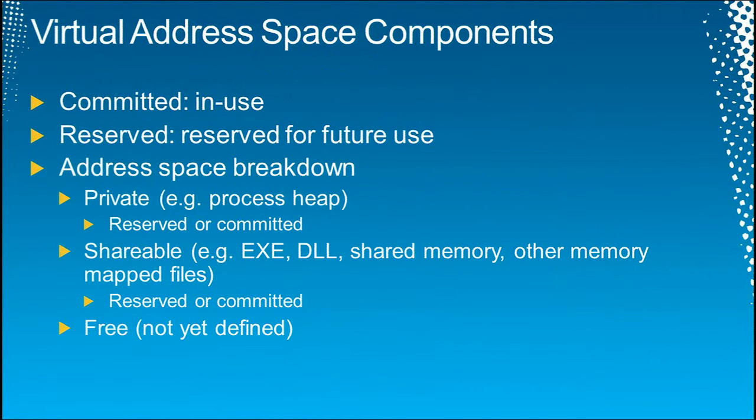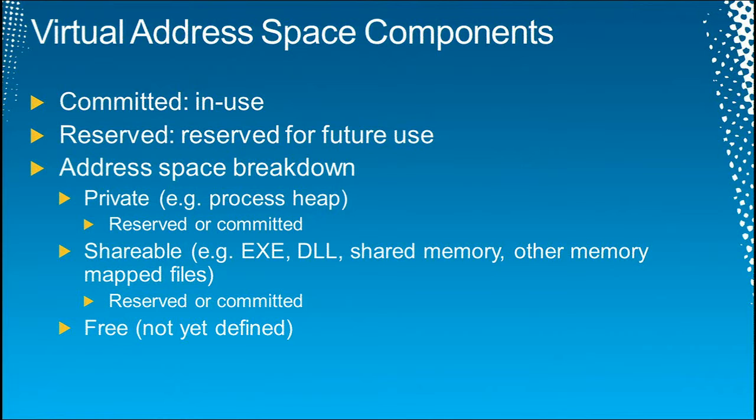Now let's take a deeper look inside that address space and talk about what's mapped into a process address space. There's two terms that I'm going to introduce here. One is committed and one's reserved. Committed part of the address space means that it's in use. It's actually doing something. It serves some purpose. It represents some data. Reserved means it's reserved for future use. It can't be allocated again.